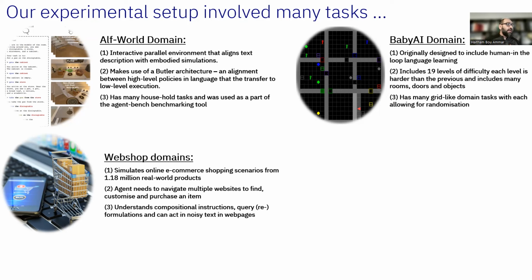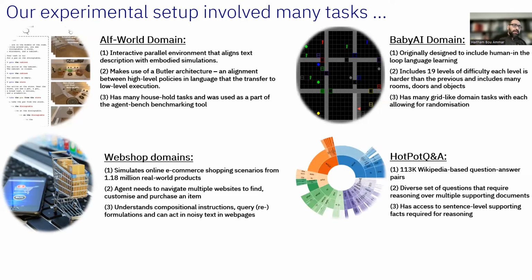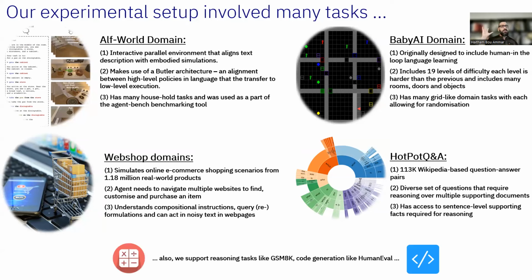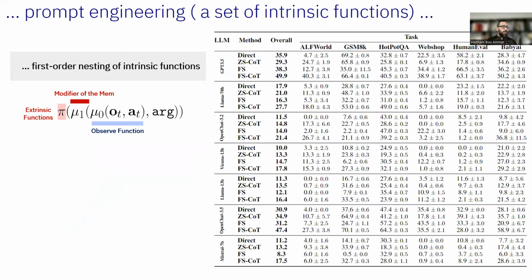And the agents here can understand compositional instructions, so they can query, reformulate, and act in web pages. We also had the HotpotQA benchmark, which is like 113K Wikipedia-based question answering, and many other tasks like standard GSM8K, and also code generation like HumanEval and so forth.